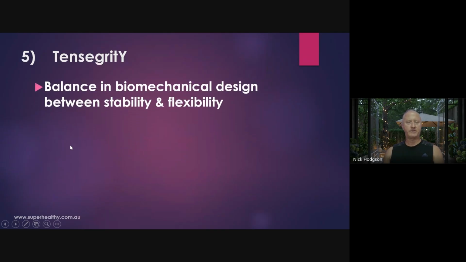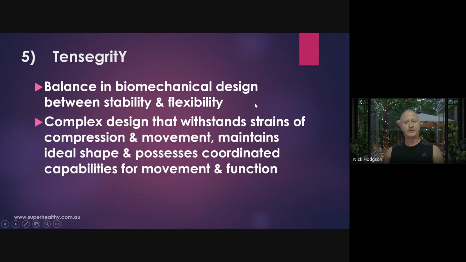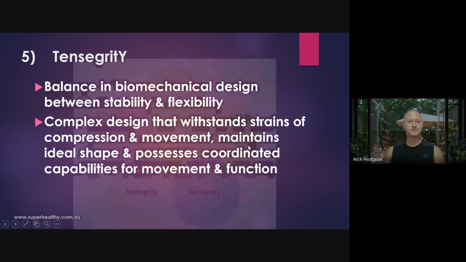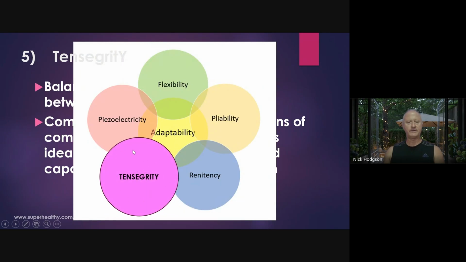Then we have the idea of tensegrity. So again, we've talked about this in the past in terms of architectural principles, engineering principles, and then biological principles, that so many systems rely on this design principle. So the balance in biomechanical design between stability and flexibility has to have shape, has to have strength, has to be flexible, and it's all built into the design. So it withstands the strains of compression and movement, maintains its ideal shape, and possesses coordinated capabilities for movement and function. So it's all interconnected and interrelated. So again, tensegrity, different, similar, related, interconnected.